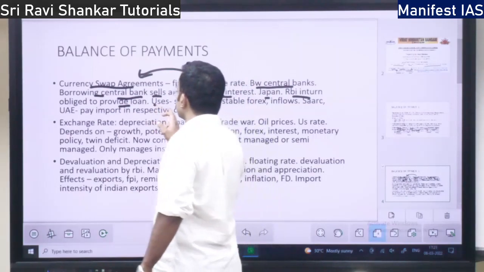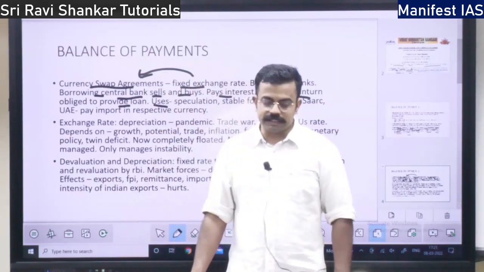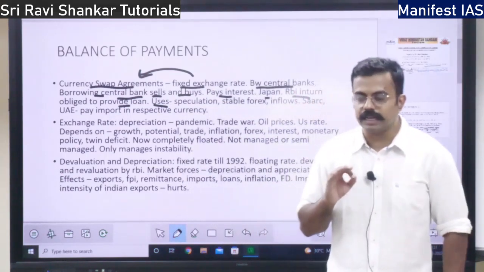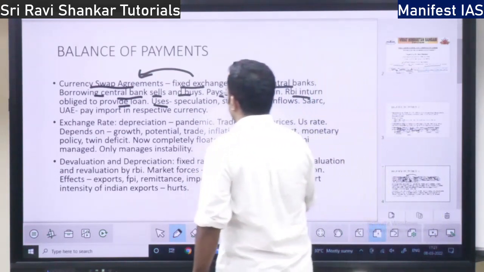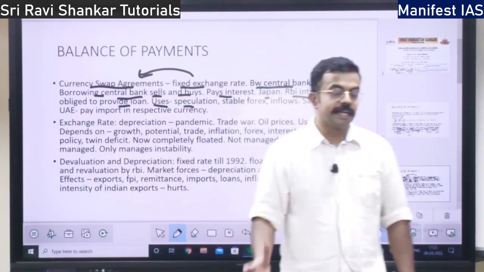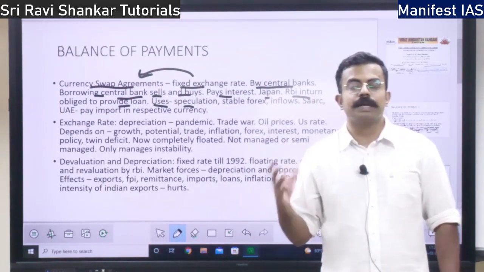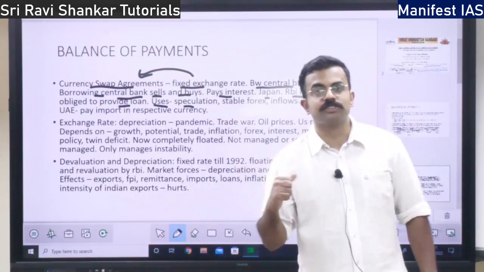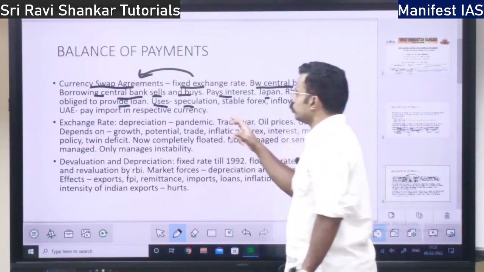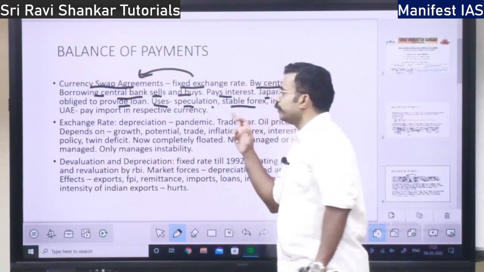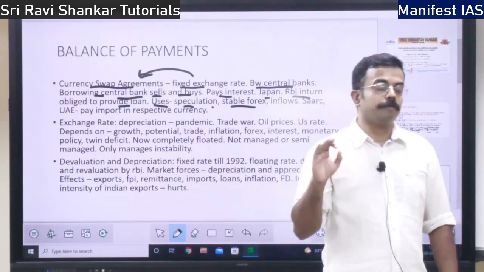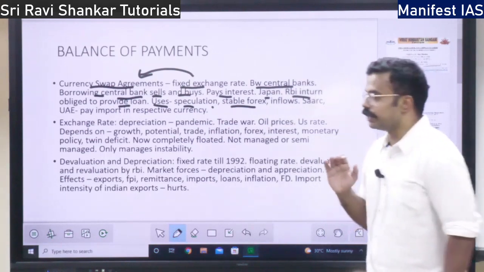So what are the uses of currency swap agreement? See, under currency swap, we are getting $75 billion, right? That can be used to curb speculation. I have told you already what speculation is. Speculation is guessing in the market, investing based on wild guesses, right? That is actually disastrous for the economy. So it can be used to curb speculation. Then if there is currency swap, we will have stable forex, foreign exchange. There will be proper foreign exchange.